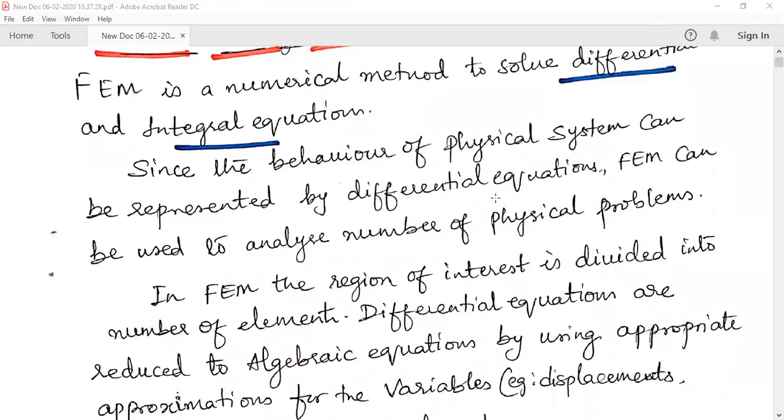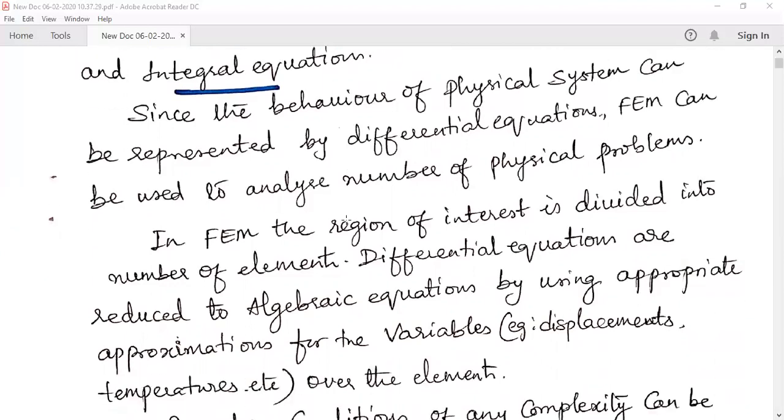Take for example beams, governing differential equations. You are all familiar with them from your strength of materials course. They describe the behavior of the beams, different kinds of beams, things like that. FEM can be used to analyze different types of physical problems, different types of engineering problems, maybe mechanical engineering applications, electrical engineering applications, and so on. Even in mechanical, you have heat transfer applications, structural applications, and so on.